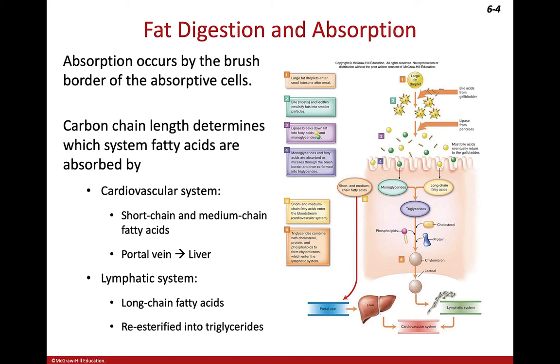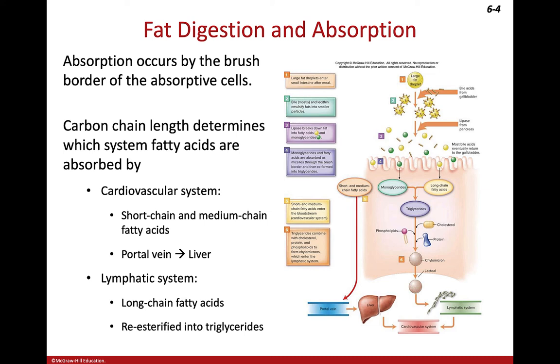Now, this particular diagram here is focusing on the absorption. Now, absorption, once again, is occurring primarily in the small intestine, and the term that you're going to see pretty regularly is the brush border. Now, the carbon chain length of the fatty acid is actually going to determine which system fatty acids are absorbed by. Now, the cardiovascular system is capable of utilizing this energy, and short chain and medium chain fatty acids are going to be absorbed into the cardiovascular system via the portal vein and work their way to the liver.